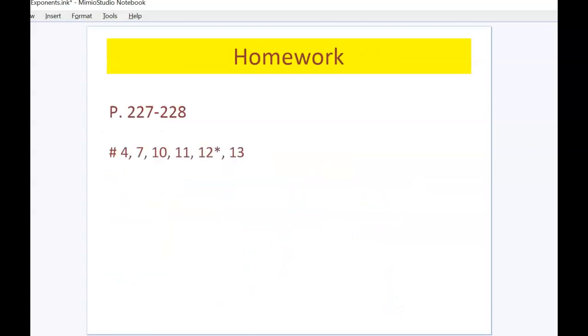All right, so there's the second part of section 4.4. So there's your assignment. Give those a whirl, and you can check the answers on the answer key.